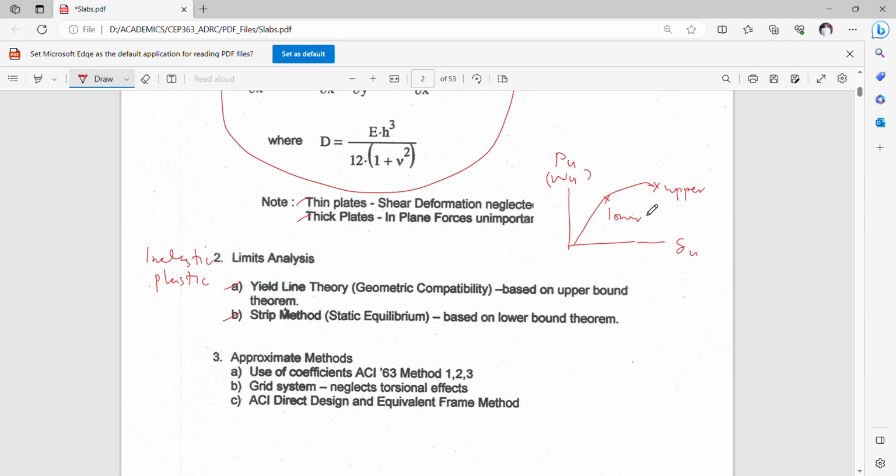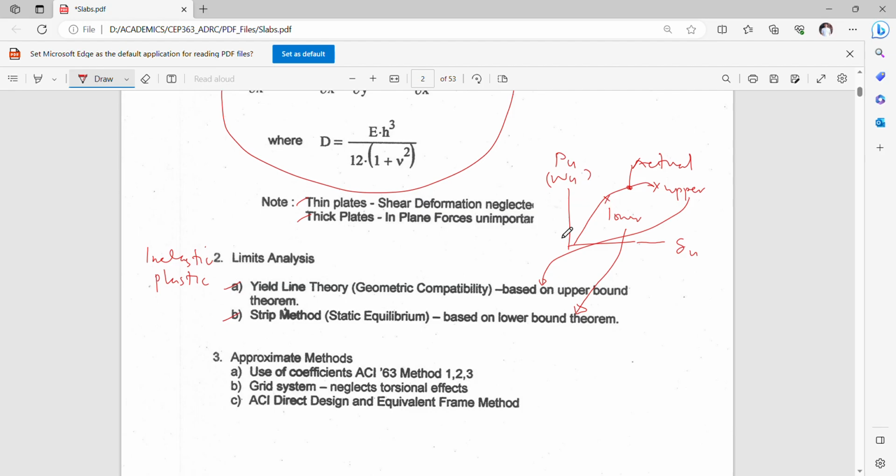So the actual load will fall between these two boundaries. So if this is your actual load, in the lower bound theory, the actual load is always greater than the computed loading. Okay, based on this, lower bound is based on the strip method, and the upper bound theory is basically based on the yield line methodology. Okay, so which is safer? Of course, the yield line theory, the upper bound theory, is a little bit riskier than the lower bound theory or the strip method here, because the actual is always in between these two boundaries.